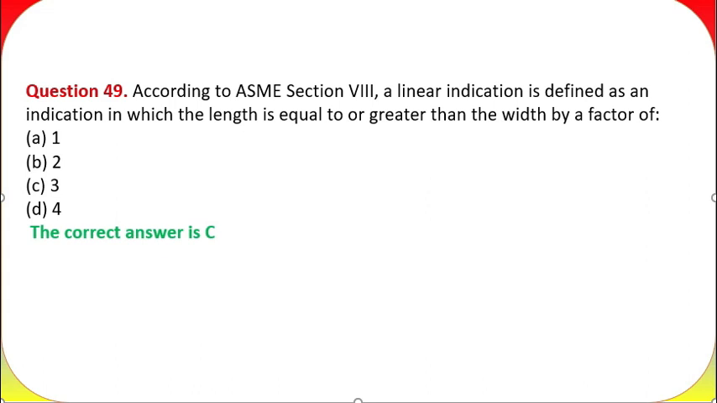Question 49. According to ASME Section 8, a linear indication is defined as an indication in which the length is equal to or greater than the width by a factor of A. 1. B. 2. C. 3. D. 4. The correct answer is C.